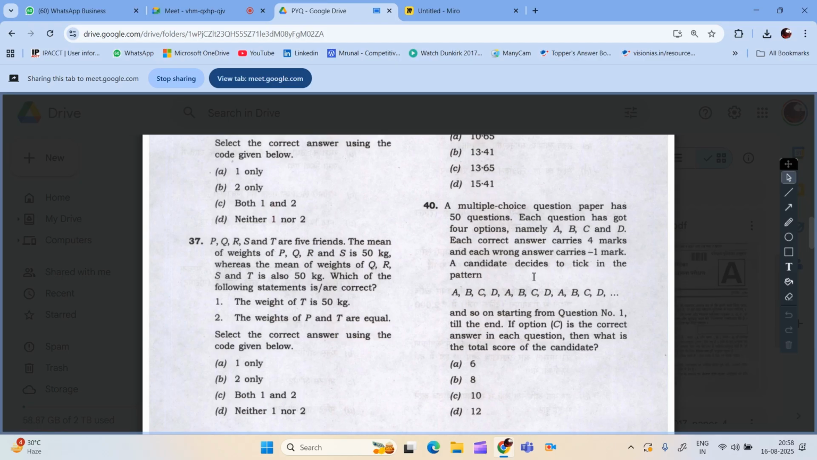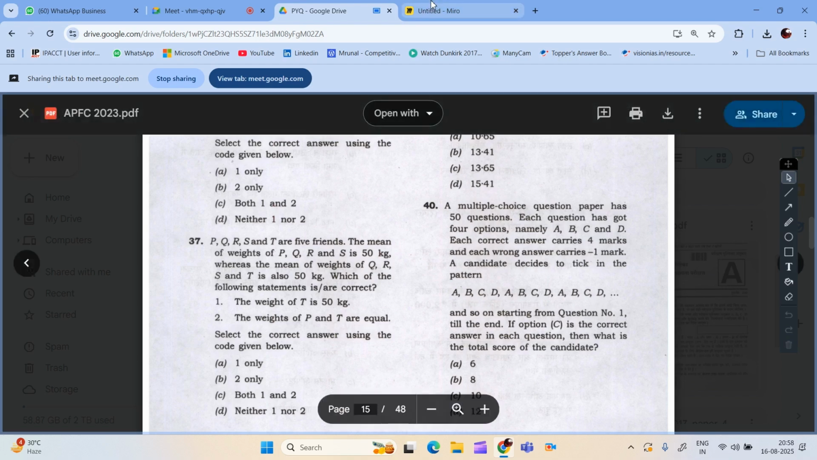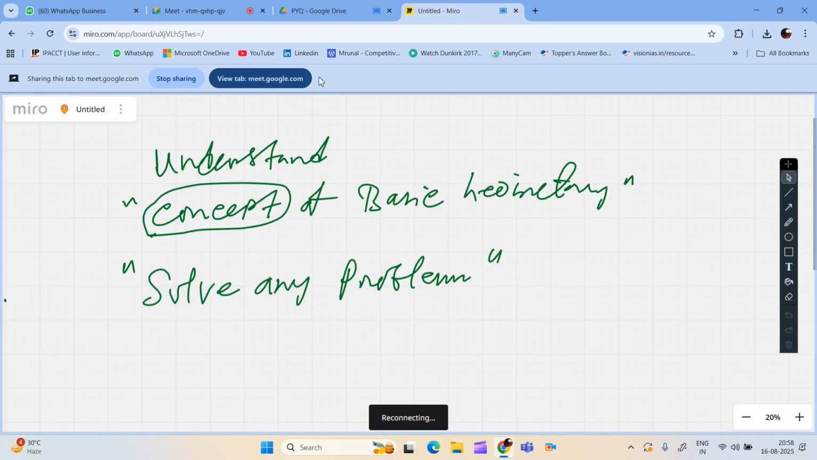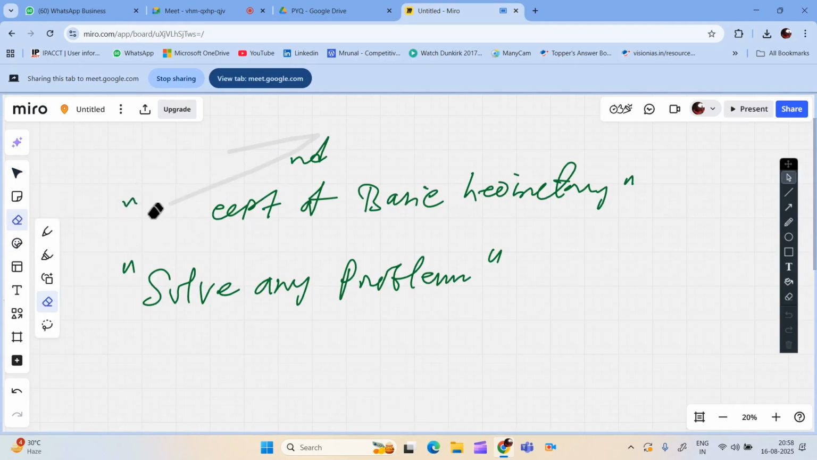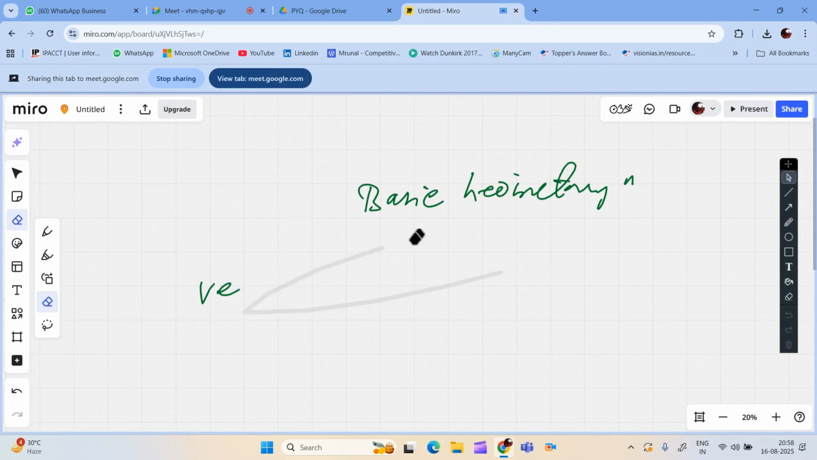The candidate decided to work in a pattern that A B C D A B C D A B C D. Now what happened here? You need to understand this. What is the most important thing that happened here? Let me just give you an idea of the output that you are getting.